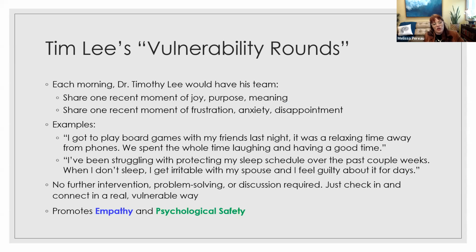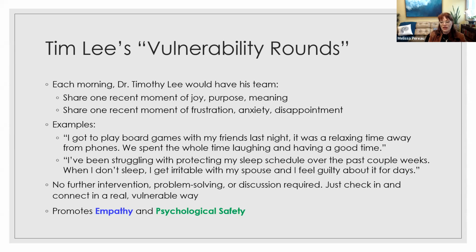Quick shout out for Dr. Lee, who for many, many years has been doing vulnerability rounds. And since not being on the consult liaison rotation, it's something that I'm sad that our residents are not getting from him, and I'm trying to find ways to build this into other engagements he's got with our residents, because I think they're really valuable.